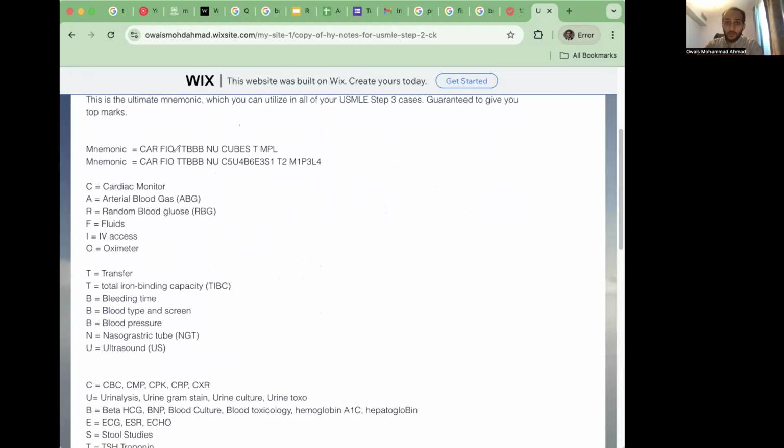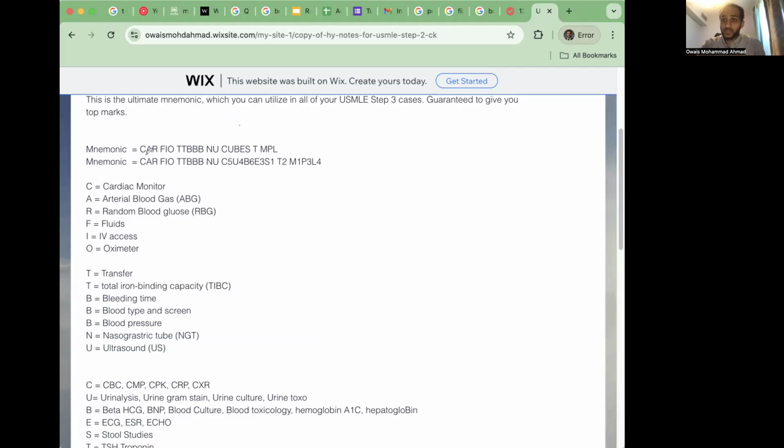The mnemonic is going to be CAR FEW, TBBB, NU, CUBES, T MAPLE. I know that sounds a little bit weird, but I'm going to help you remember it. Car means you're coming to the emergency department when getting admitted, usually in a car like an ambulance. Fuel means your blood, kind of like fluid. TBBB, like TB, you can just learn as tuberculosis. New can be a new admit, and CUBES, T MAPLE is something you can learn easily.